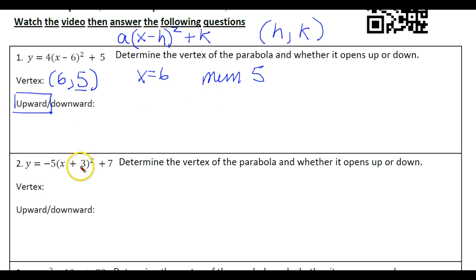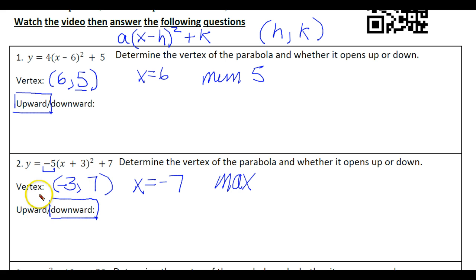All right, again, this is in this vertex form. Our a value is negative here, so this is going to open downward. And our vertex, this is 7, opposite sign, -3. So what is our axis of symmetry? X is -3. So what is our maximum here? Since this is opening downward, our maximum is going to be 7.